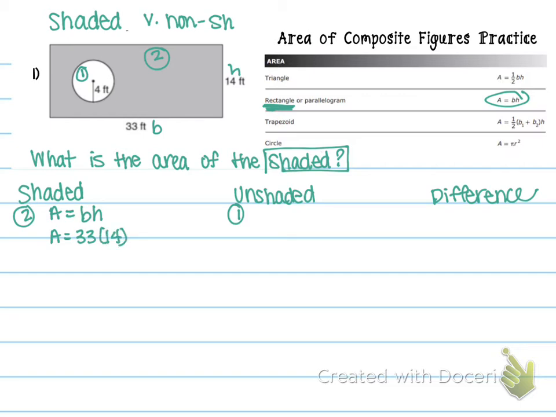33 times 14. 3 times 4 is 12, plus 1 is 13, okay? And then 3 times 1 is 3. And then we add these. 2 plus 0 is 2. 3 plus 3 is 6. 3 plus 1 is 4. So your area of the shaded is 462 feet squared.